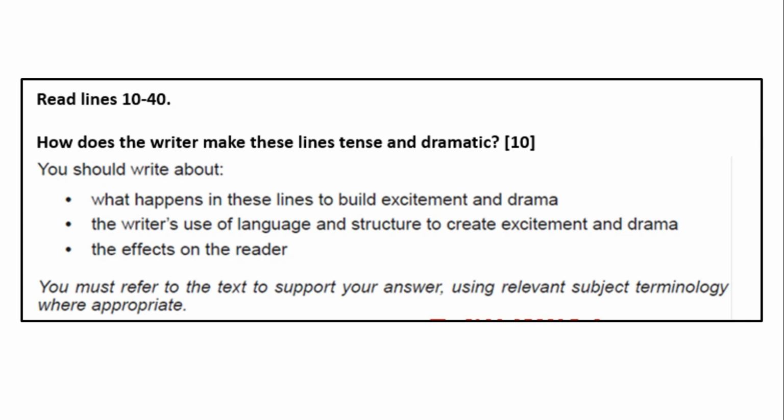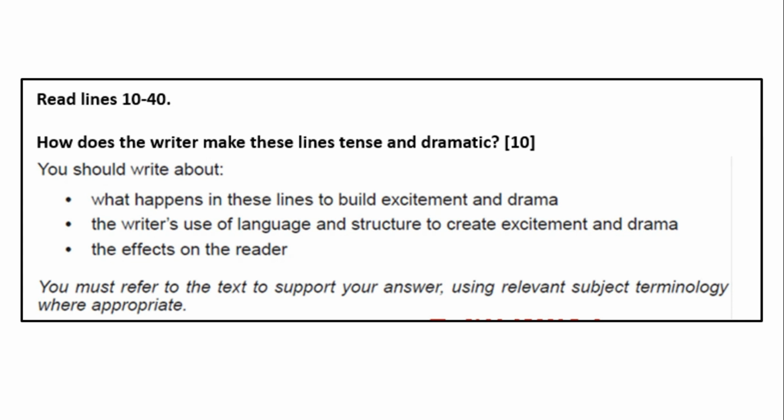So the question is, read lines 10 to 40. How does the writer make these lines tense and dramatic? It's worth 10 marks. You should write about what happens in these lines to build excitement, the writer's use of language to create excitement and drama, and the effects on the reader. You must refer to the text to support your answer using relevant subject terminology where appropriate.